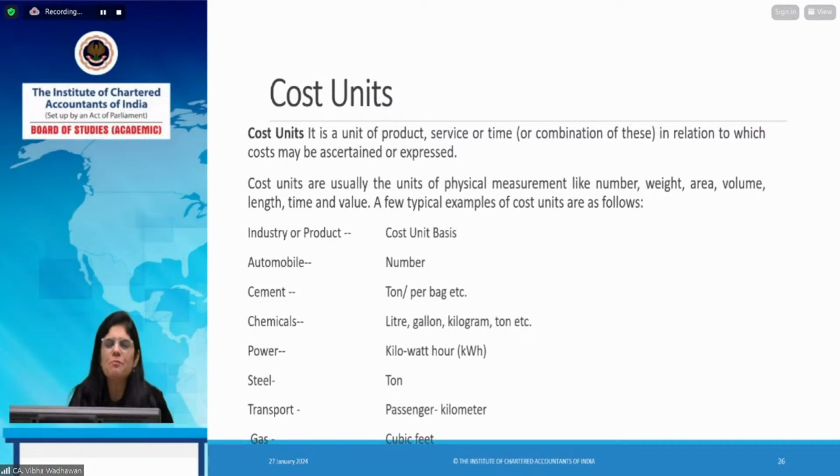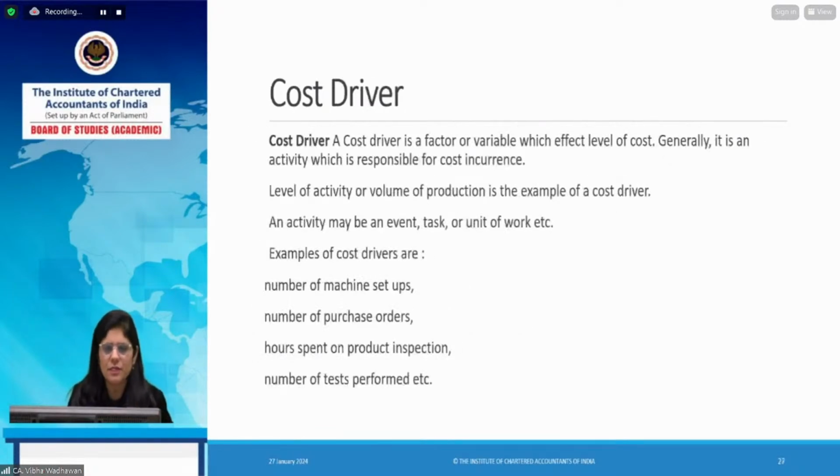So cement is per ton or per bag. The cost is per ton or per bag. In chemicals, it's per liter or per gallon or per kilogram. In the power industry, the unit is kilowatt hour. Like in electricity, it's per unit of consumption. What is the cost per unit? So per unit is that for which you derive the cost. Transport is per passenger or per kilometer. In a hospital, it is per bed or per patient. So the unit in which the cost is derived or signified is called the cost unit.